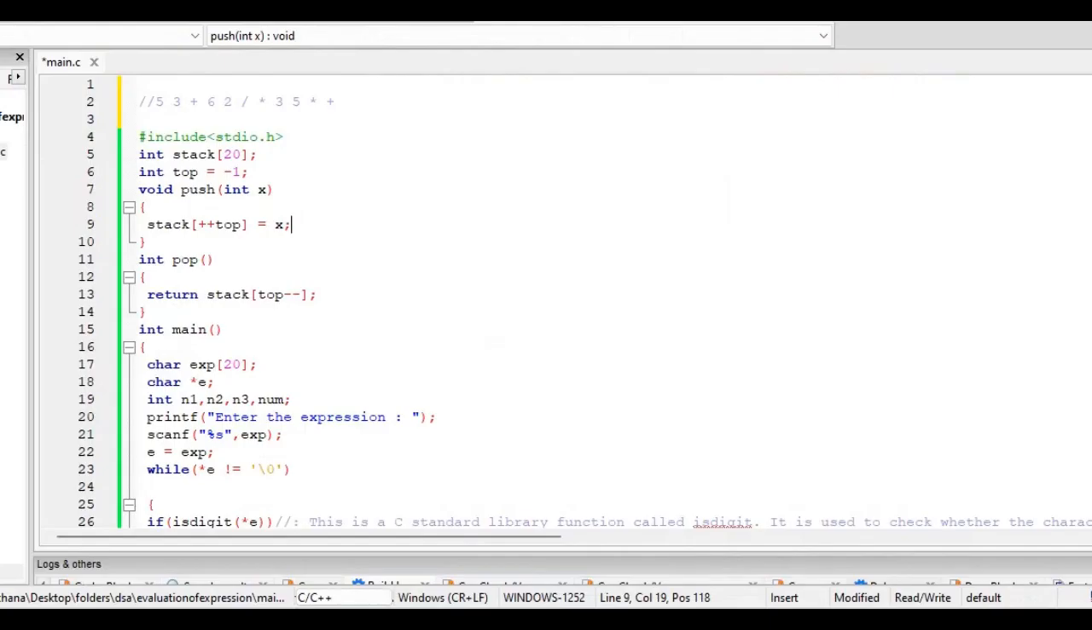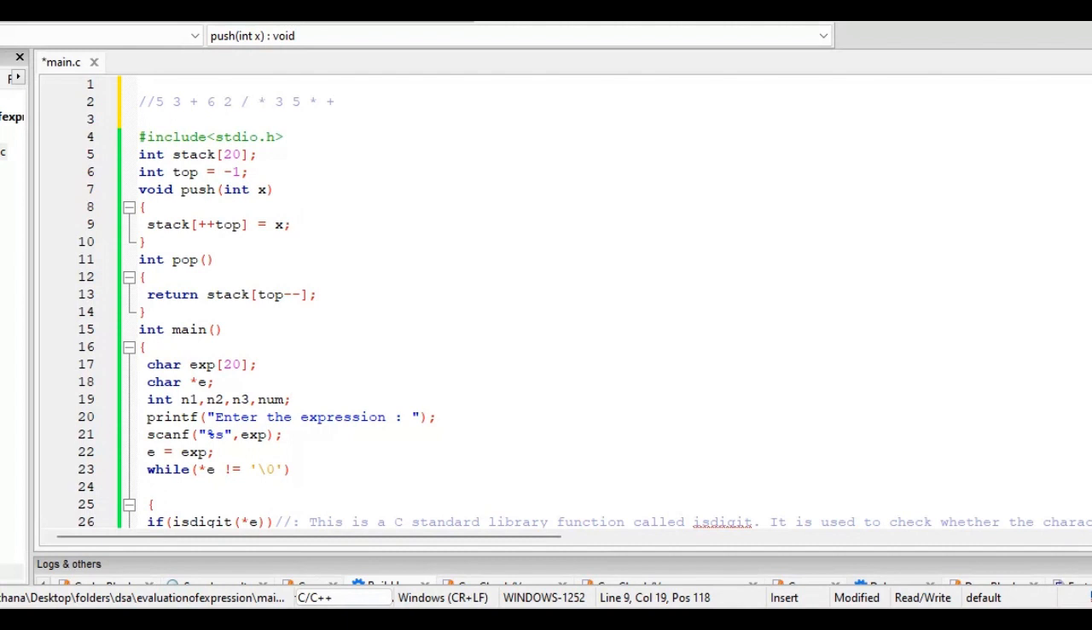Since the value is -1, we must increase the position to 0. Only if the position is 0, we can add any value. I hope you understand. That is the concept I'm trying to explain to you. Stack plus top is equal to x. Int pop, what is the value of int pop? Push means we are entering an element into the stack. Popping means moving out of the stack. It's called pop. I hope you understand.